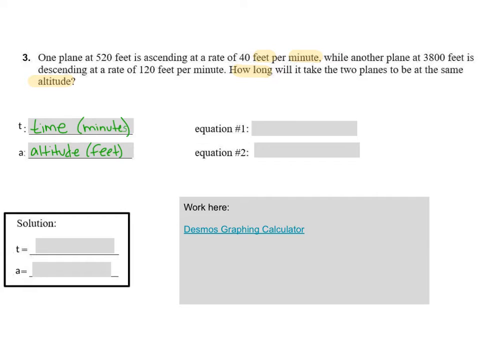Our first equation comes from the first plane. It's at 520 feet and is ascending at a rate of 40 feet per minute. Ascending means it's going up, so that'll be addition. All of this describes the altitude. So A equals 520 plus 40t.